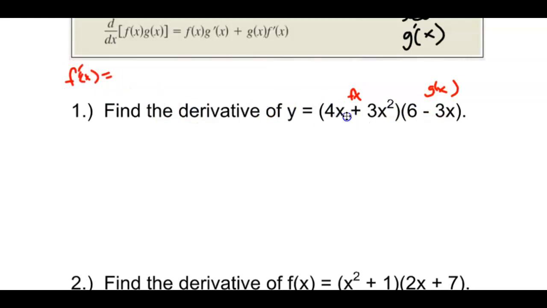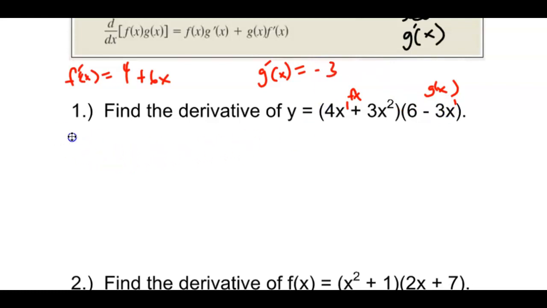So f prime of x, if you remember how to find a derivative, which you should, you just took a midterm, the derivative of 4x is going to be 4, and the derivative of 3x squared, that's 6x. The derivative of g is going to be, that's a constant, so that's 0, and the derivative right here, that's -3.